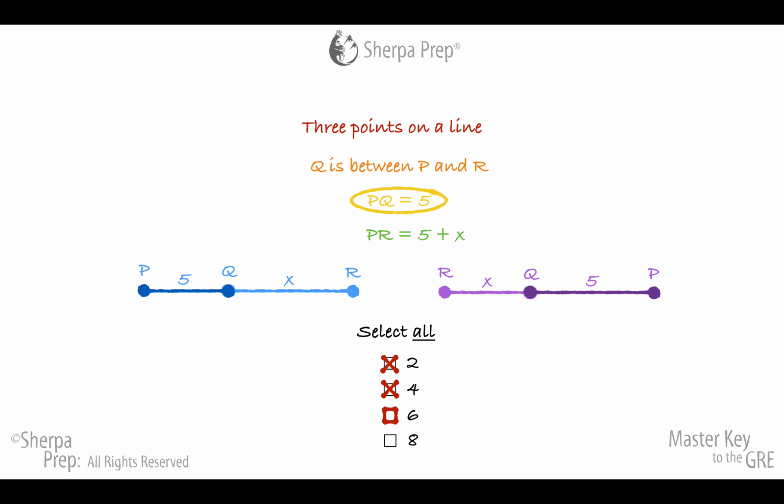And we also know that 8 could be an answer. If X turns out to have a length of 3, P to R would be 5 plus 3, or 8. And there you go. That's the reason here the correct answer is both 6 and 8.